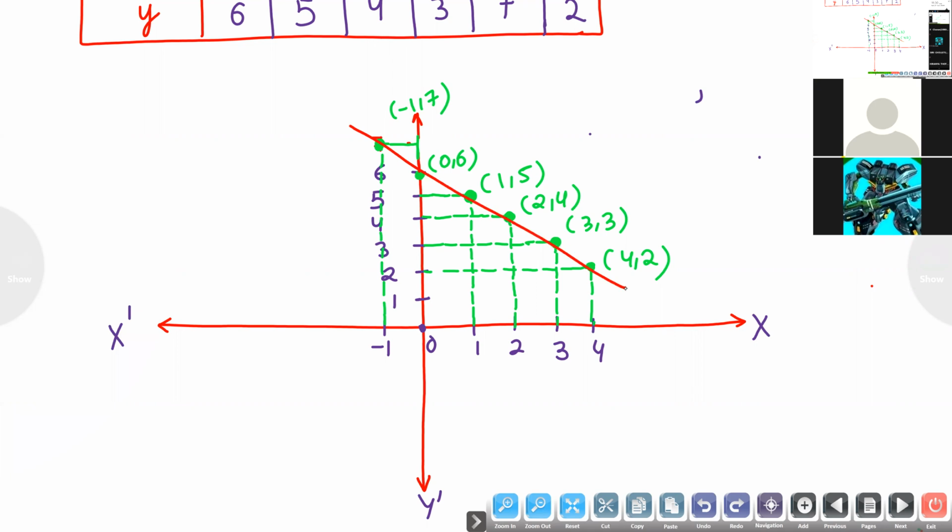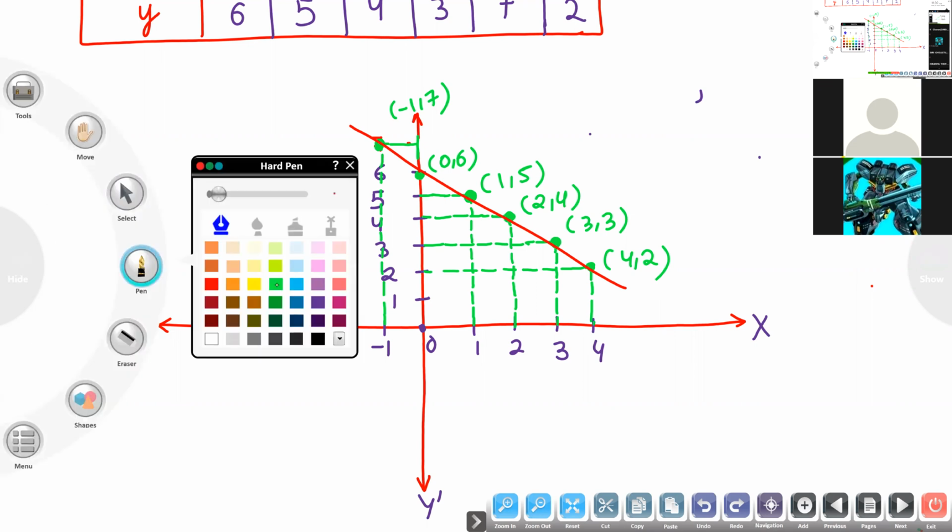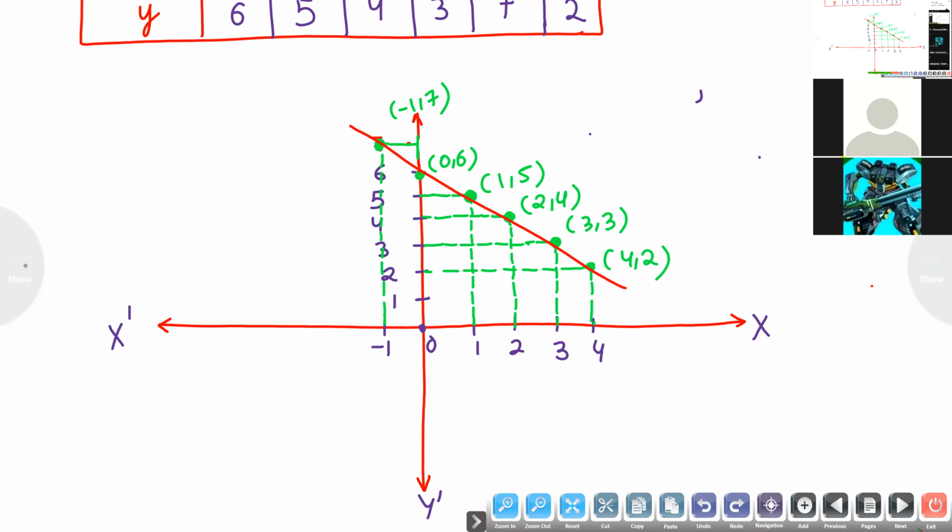When you join these points, students, this line will be a straight line. Now this line is called x plus y is equal to 6.